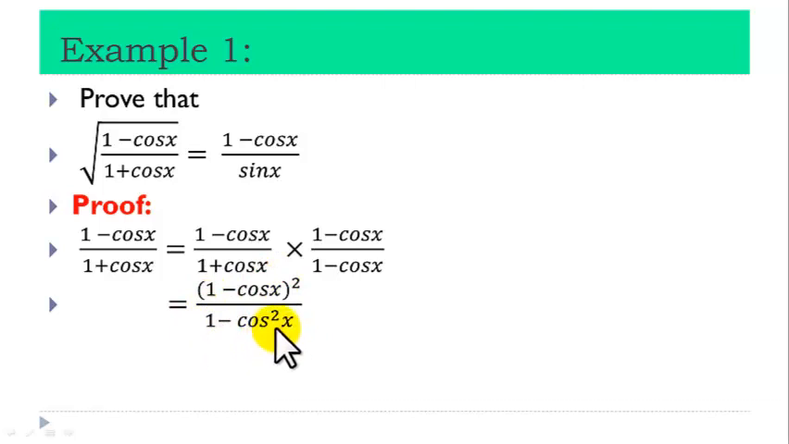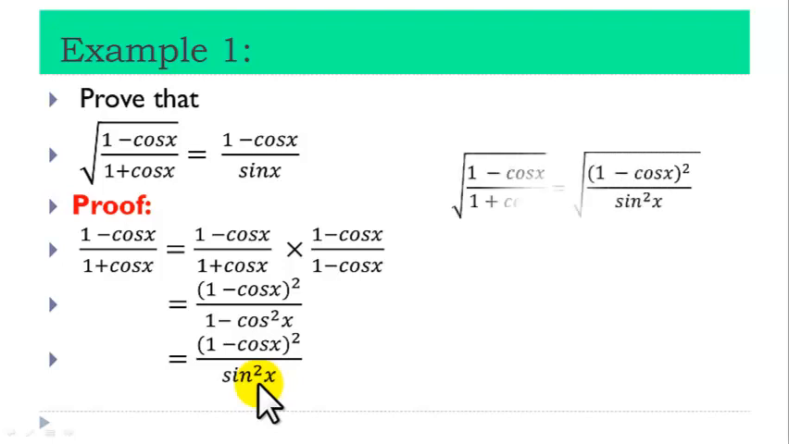But 1 minus cos squared x is sine squared x. So this will give 1 minus cos x all squared all over sine squared x. Taking the square root of both sides, we have the square root of 1 minus cos x all over 1 plus cos x is equal to the square root of 1 minus cos x all squared all over the square root of sine squared x. But the square root of 1 minus cos x all squared is 1 minus cos x, and the square root of sine squared x is sine x. So this will give us 1 minus cos x all over sine x.